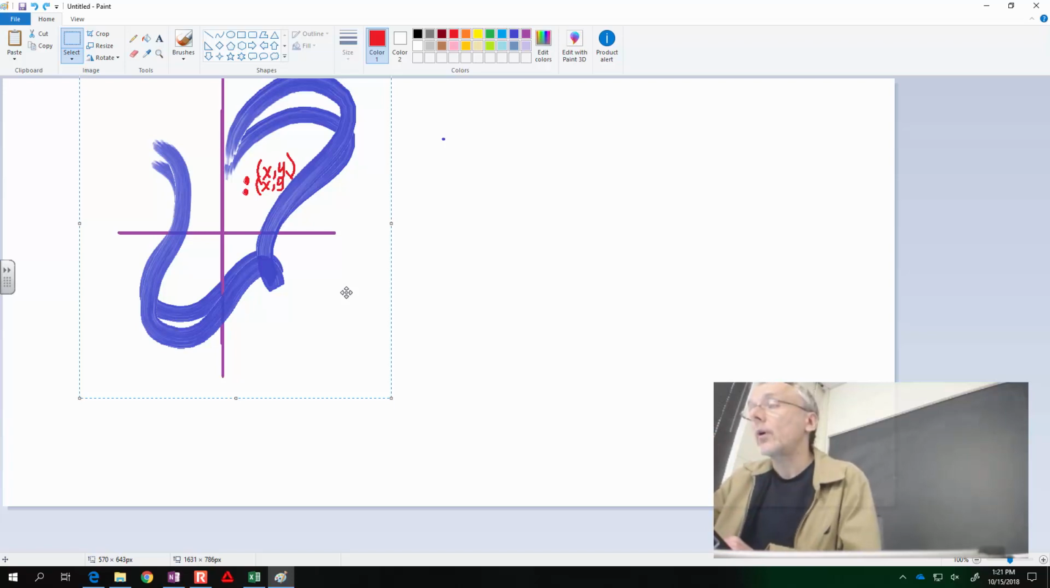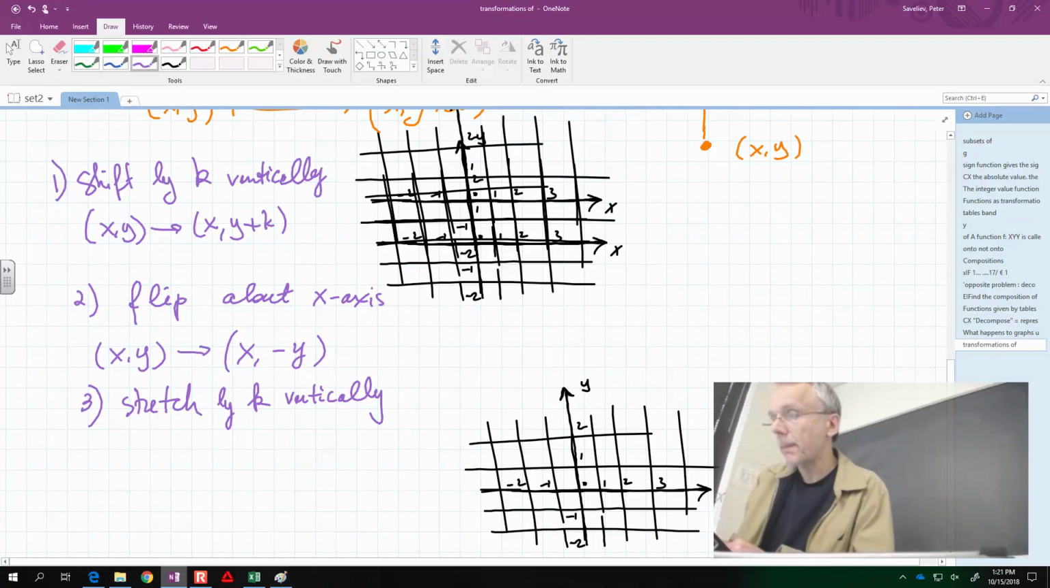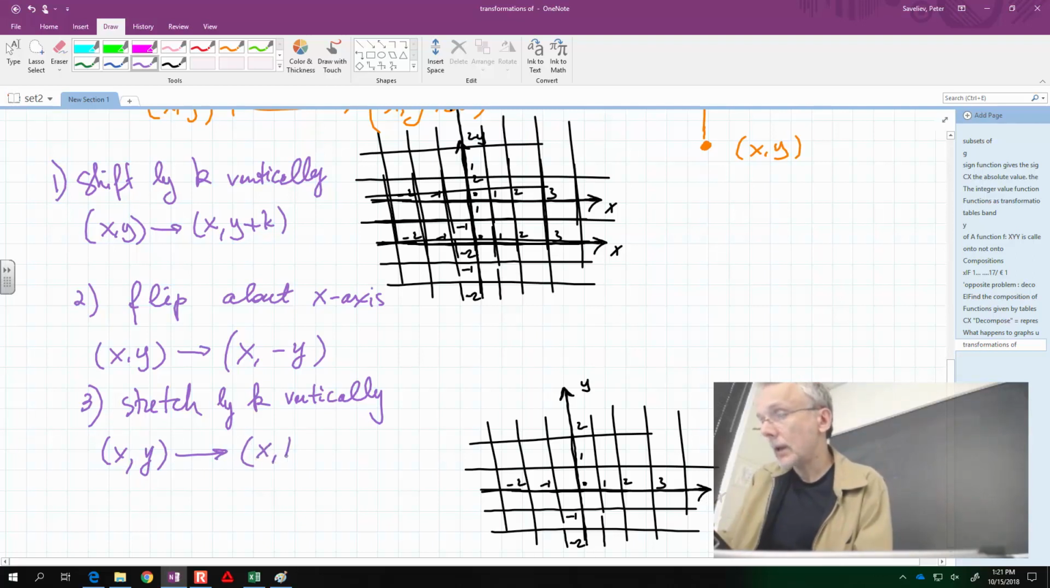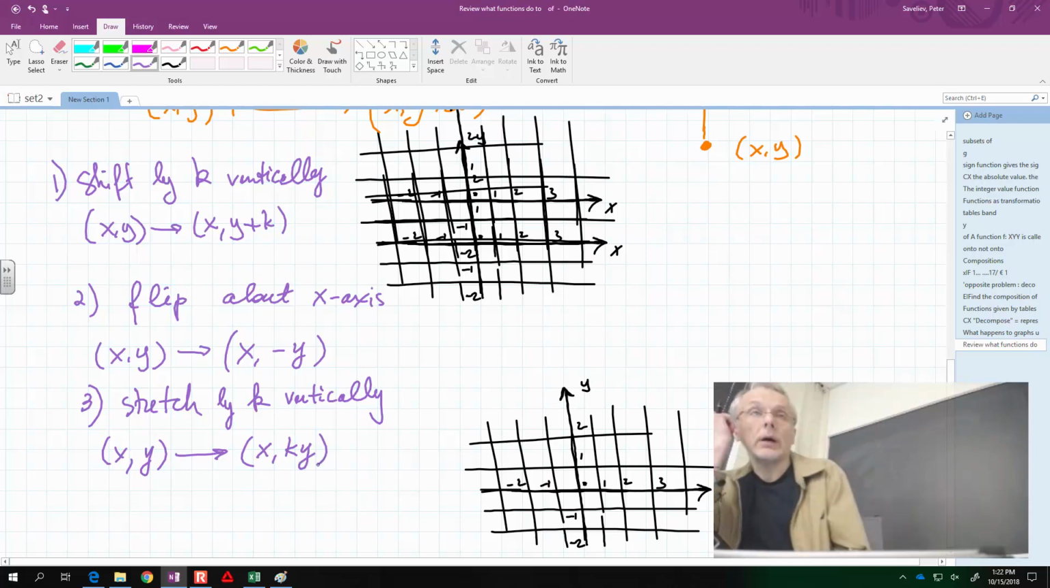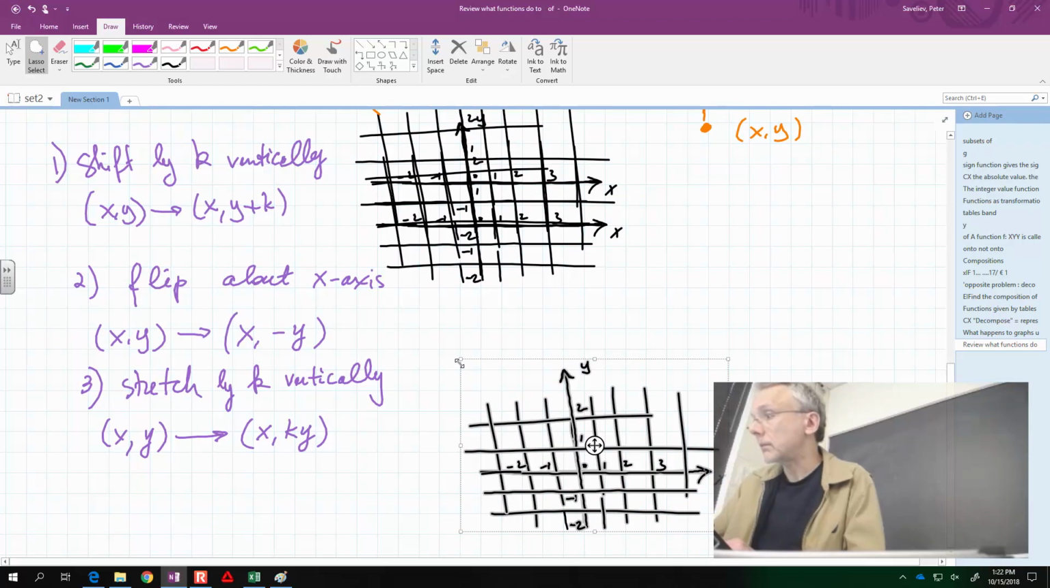Well, you can probably guess what the formula is. xy goes where? x, ky, right. Okay, so if k is 1/2, it will be a shrink, obviously. Like I said, whatever we have learned about transforming an axis will be still applicable. So that's what's happening vertically.